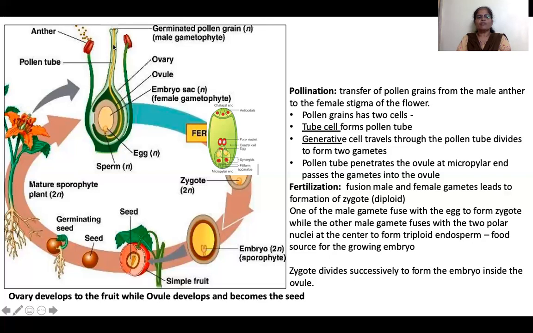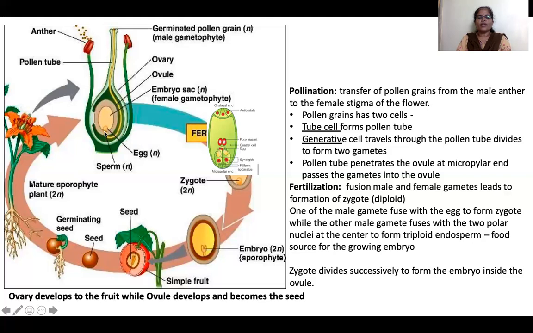Male gametes will pass through this pollen tube. Passing through the pollen tube, it does not enter directly into the ovary here. It moves across this and enters the ovary at the micropylar end. This is the micropylar end, and this is the chalazal end. Usually pollen cells, male gametes, enter the ovary through the micropylar end.